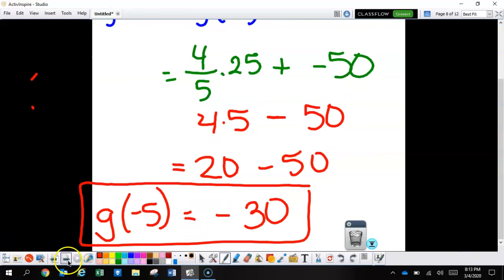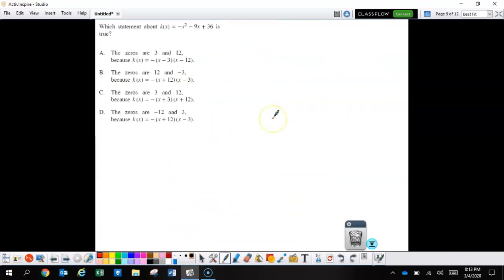Alright, next one. Which statement about k of x equals negative x squared minus 9x plus 36 is true? So they give you zeros, which is roots, x-intercepts, and solutions as well. And then they also talk about the factors. So you could either factor it or find the solutions. Well, you kind of have to do both to find the solutions, right? So I'm going to factor it.